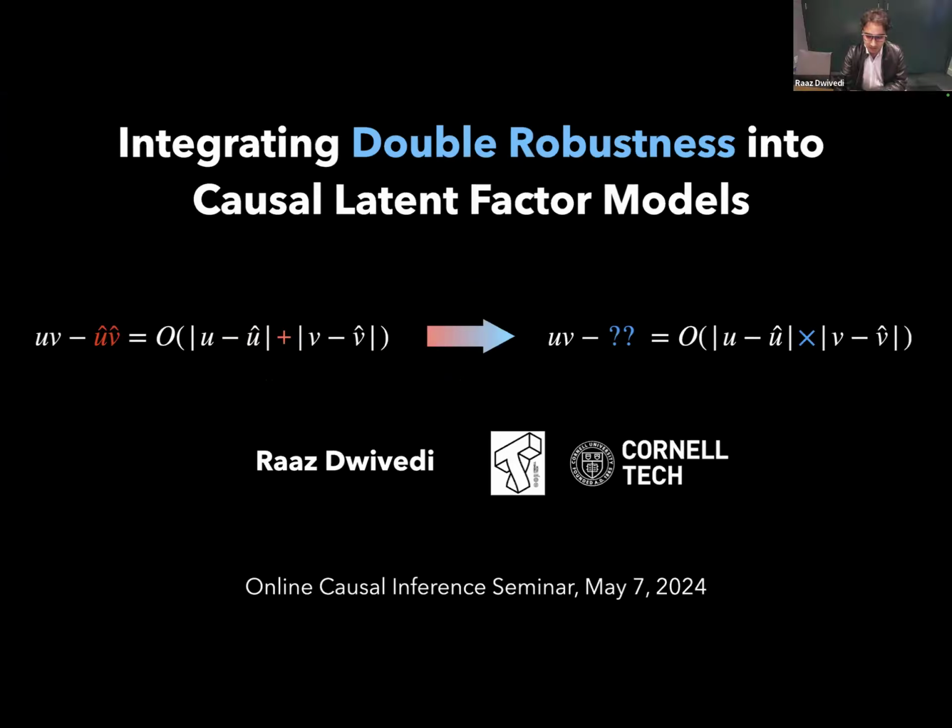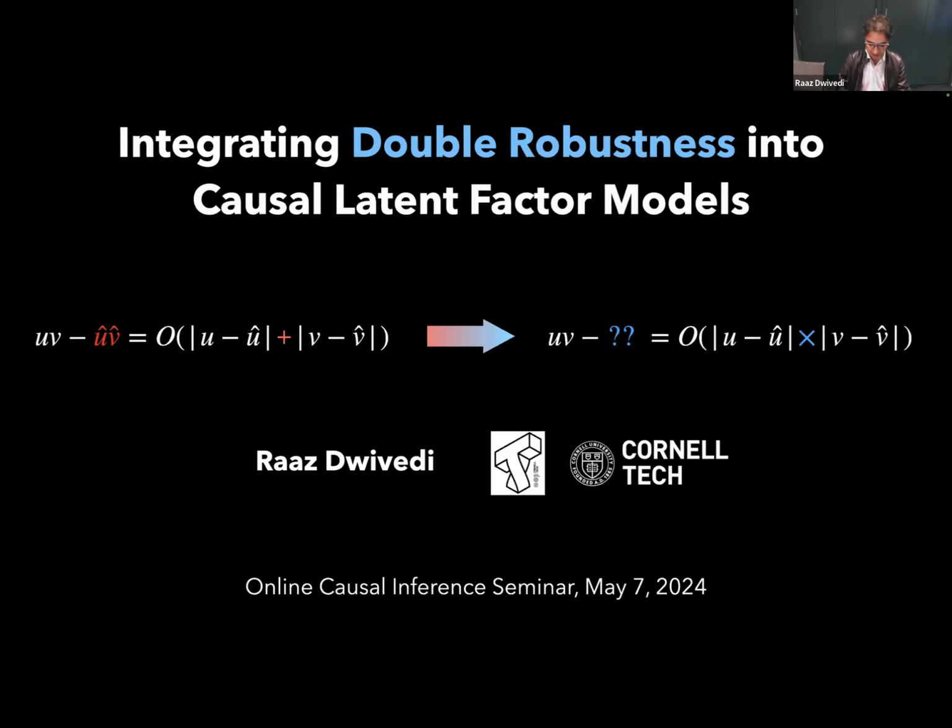All right. I would like to thank the organizers for giving me this opportunity. It's a pleasure to present at a seminar from which you have been learning over the last several years. Today's talk is about integrating double robustness into causal latent factor models. The key idea is in this equation, which hopefully becomes clear throughout the talk. Experts of double robustness might quickly recognize this equation, but this talk is also meant to make this idea of double robustness much more accessible.